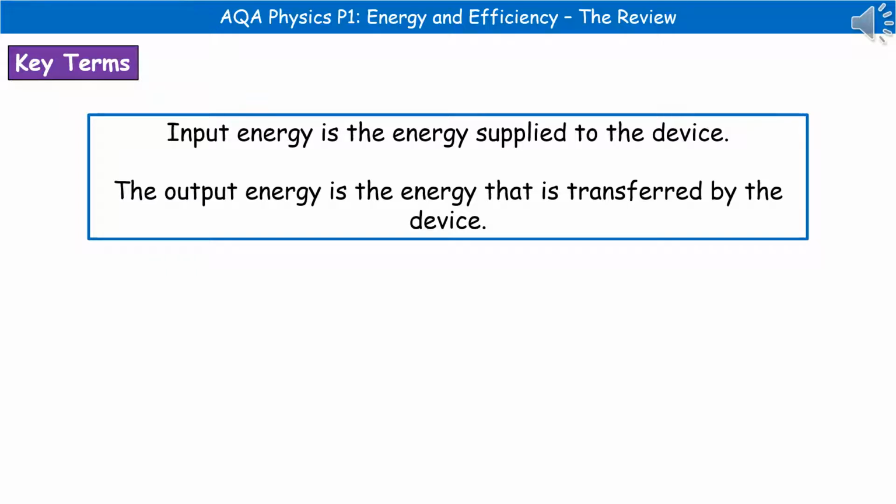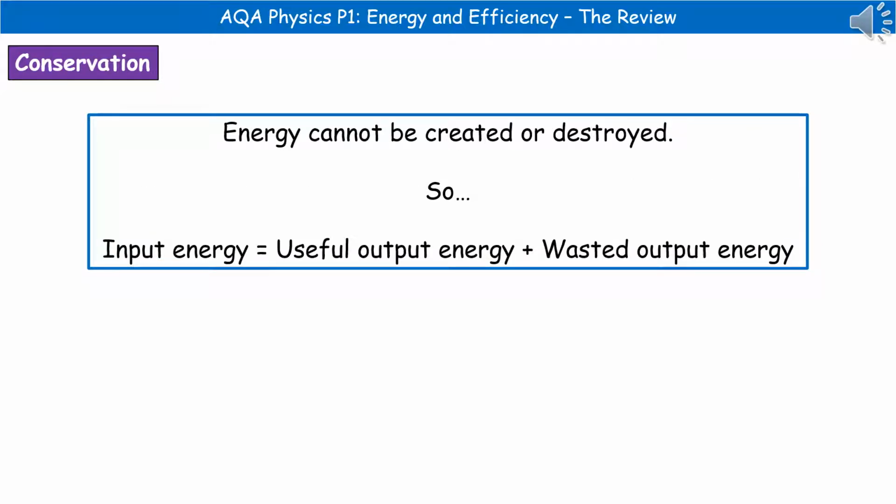When we come to think about efficiency, we need to know about two kinds of energy: the input energy, which is the energy we supply to our device, and the output energy, which is the energy that's transferred by the device. If we think back to what we've looked at previously, we know that energy can't be created or destroyed. So that tells us that whatever the input energy is must equal the useful output energy plus the wasted output energy. So whatever we put in must come out.